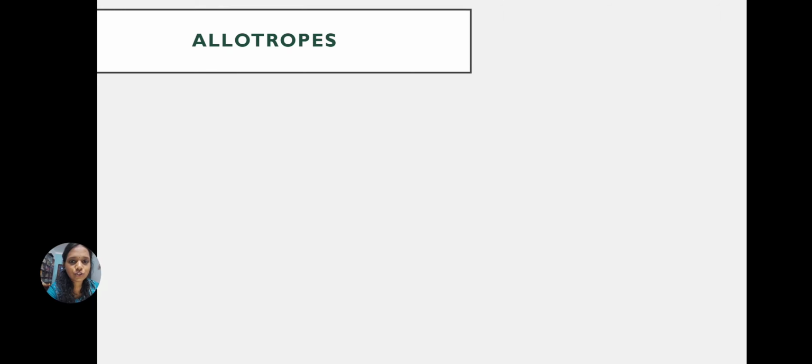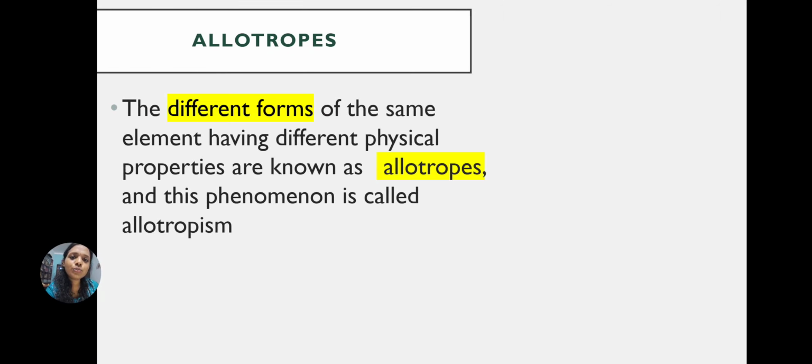Okay, what is an allotrope? Allotrope is defined as the different forms of the same element having different physical properties, known as allotropes, and this phenomenon is called allotropism. Okay. An allotrope is one of the different forms of the same element. In other words, some elements can exist in various forms. Not all elements can form allotropes, but only some of the elements in groups 3 to 16 have allotropes.